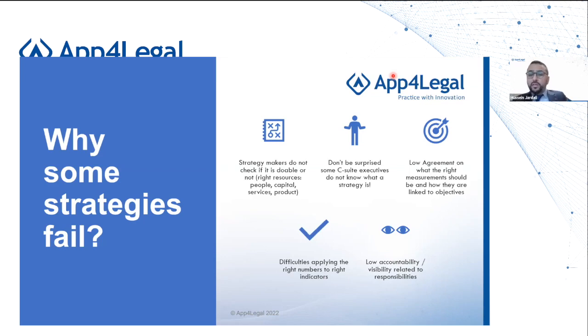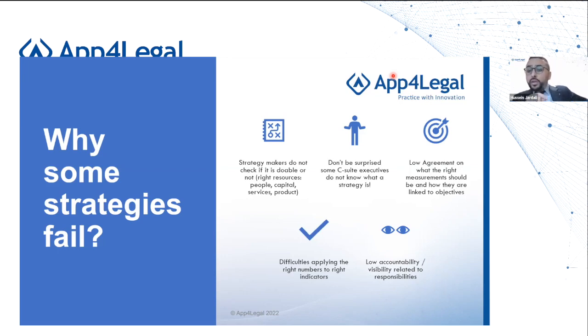Don't be surprised. Some C-suite executives do not know what the strategy is. Maybe this one's gonna trigger a lot of the attendees today or a lot of people who are going to watch this session. I know people who do not know how to formulate a strategy. And they are immersed within their day-to-day tasks, right? They are task achievers, not strategists, while their role is basically to have one strategy at this law firm.